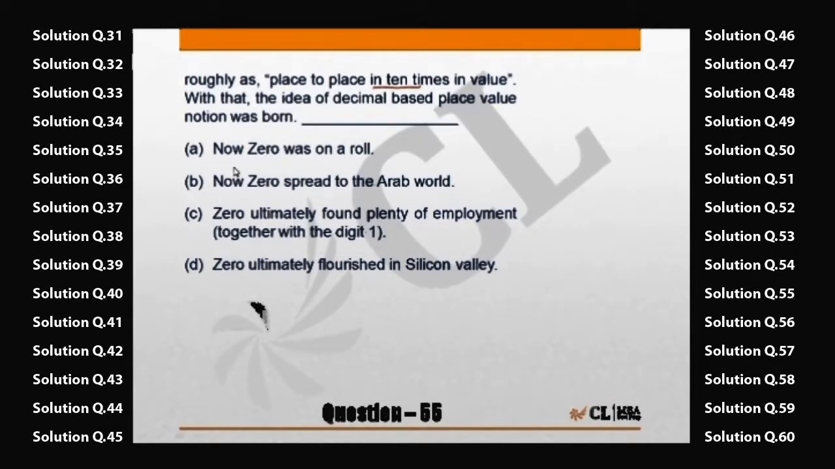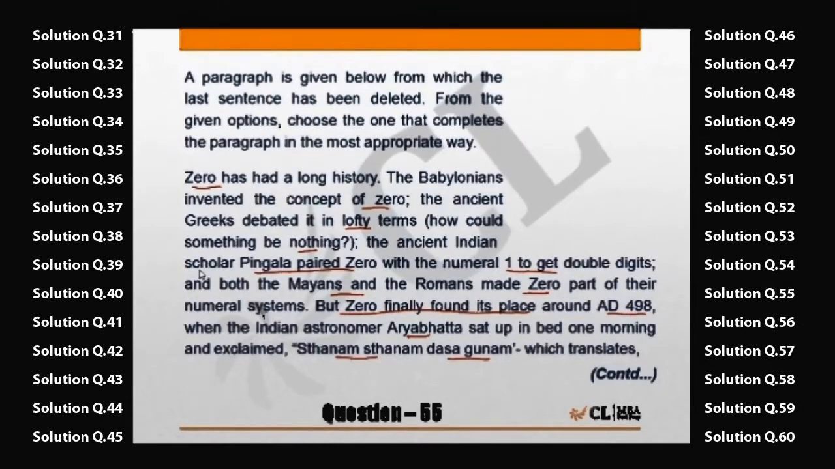Look at the choices. Now zero was on a roll. So it was born and now zero started becoming, let me say, popular, or the usage of zero becoming popular. So A could be correct on account of continuity. Let me write it here. So I am saying on account of continuity, it could be correct. Now zero spread to the Arab world. The spread of zero has already been discussed earlier. So I am not sure if this can be the right answer.